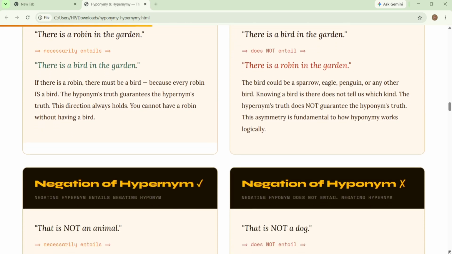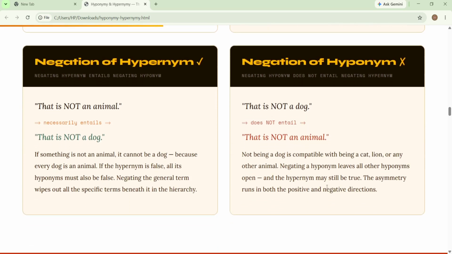So this is it. Then negation of hyponym. Negating hypernym entails negating hyponym. That is not an animal necessarily entails that is not a dog. Well, if something is not an animal, obviously it is not going to be a dog, because a dog is an animal.